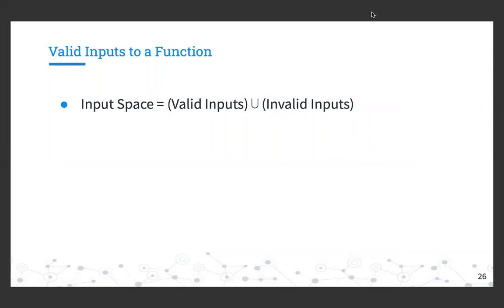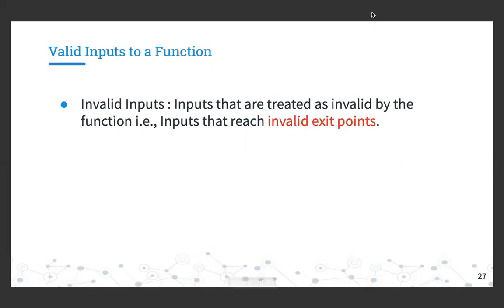Now we need to find valid inputs to a function. How can we find valid inputs to a function? We know that input space contains valid inputs and invalid inputs. And invalid inputs are the inputs that are considered as invalid by the function. Specifically, these are the inputs that the function doesn't know how to handle. These are the inputs that are rejected by the function. This means these are the inputs that reach invalid exit points.